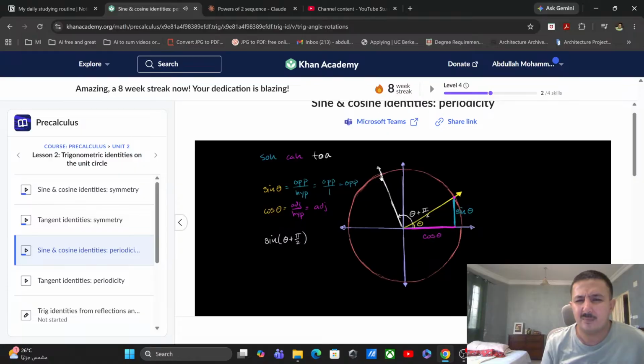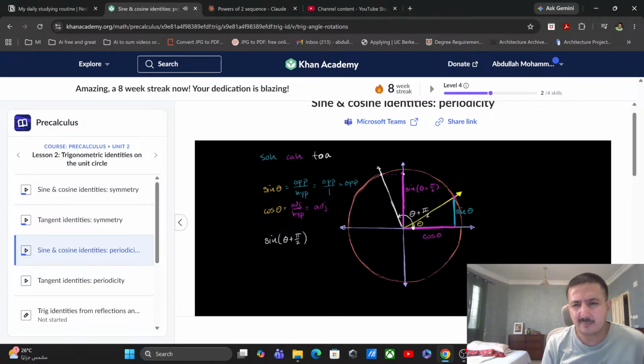We know from the unit circle definition, the sine of this angle, which is theta plus pi over 2, is the y coordinate. It's this value right over here. Or another way of thinking about it, it's the length of this line in magenta. This right over here is the sine of theta plus pi over 2. So that right over there. Now, how does that relate to what we have over here?